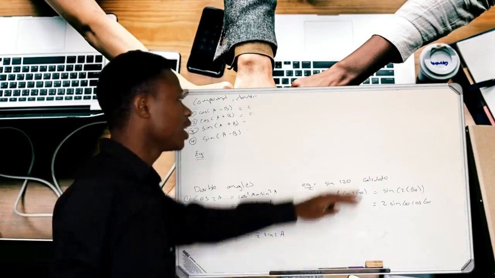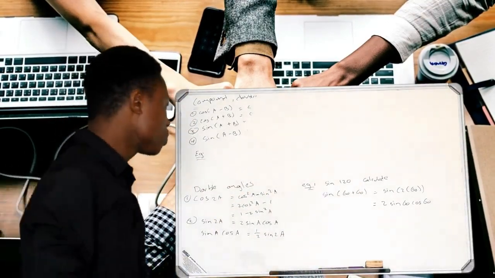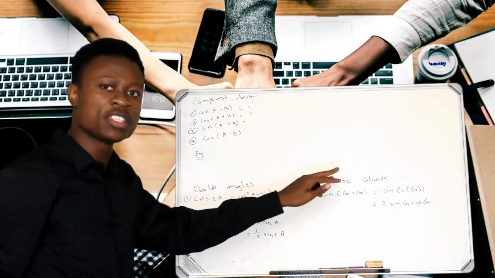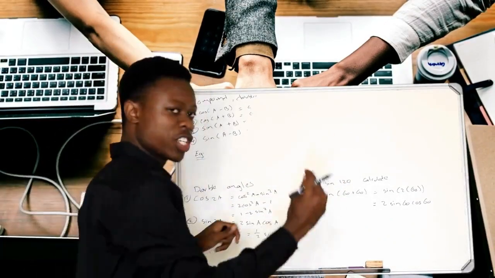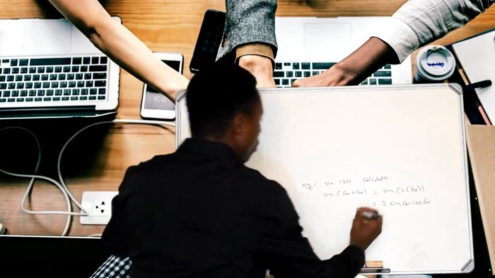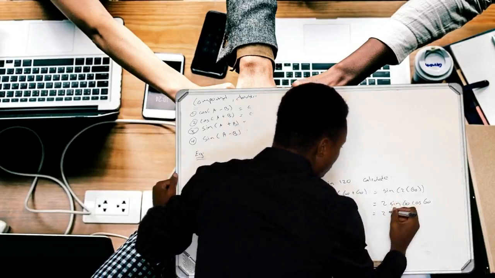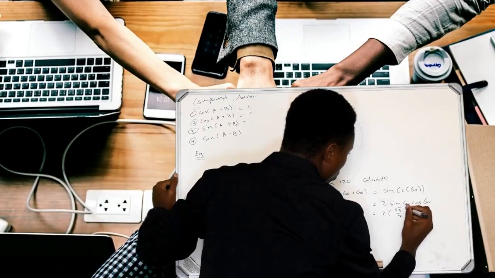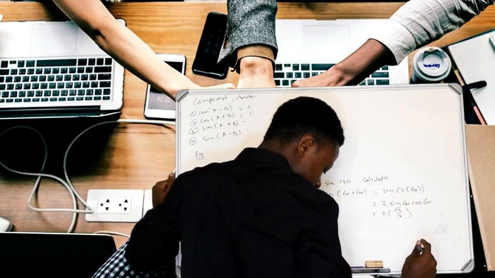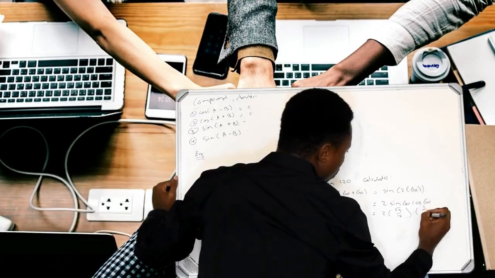Now it's just a matter of, again, using your special angles. What are your special angles? You should remember them. I just erased them, but if you rewind back, you'll see what they are. This is equal to 2 times sine 60, which becomes root 3 over 2, and cos 60 is the same as half.